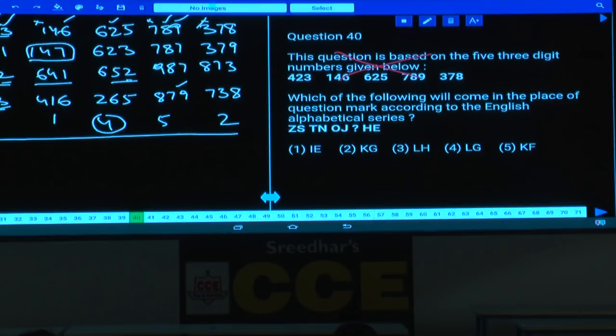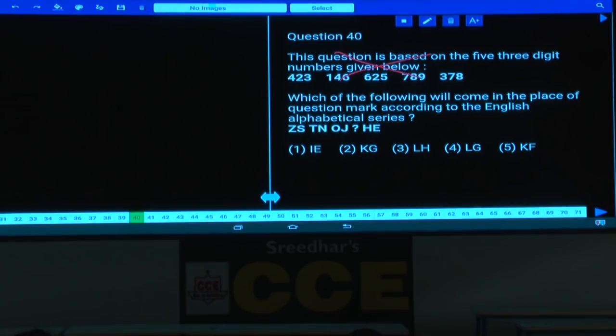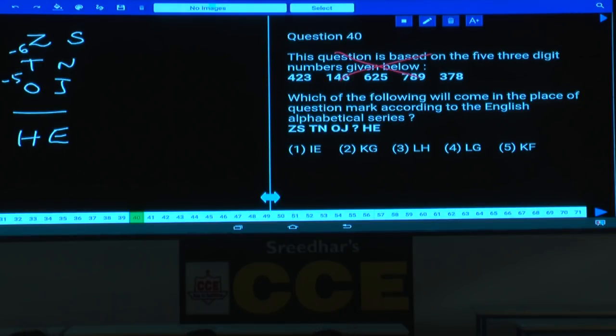Now which of the following will come in the place of the question mark? Now it is a letter series. In this letter series always write one below the other: Z and S, T and N, O and J, and H and E. Then what are the first letters here? Z and T. What is the difference here? Z is 26, T is 20. Now the difference between these two is minus 6, and T is 20, O is 15. Now the difference is minus 5. Minus 6, minus 5, next one is minus 4. O is 15, minus 4 is 11. 11th letter is K, and K minus 3 is H. And the first element must be K. Now either choice 2 or choice 5 is your answer.